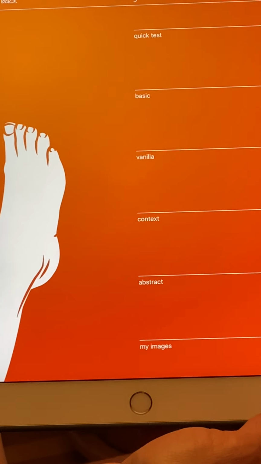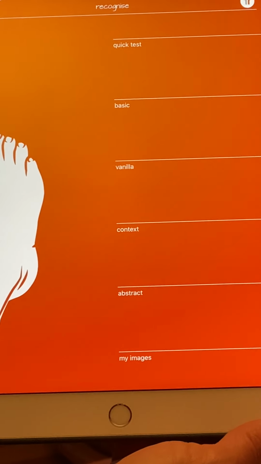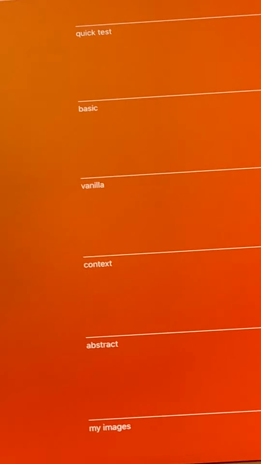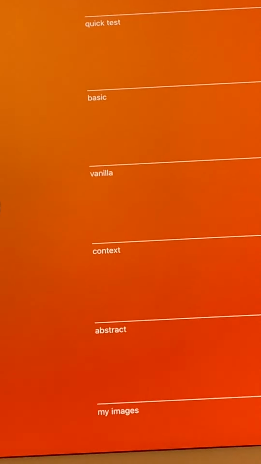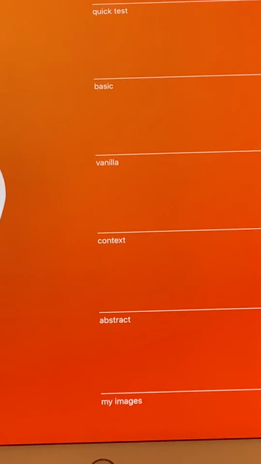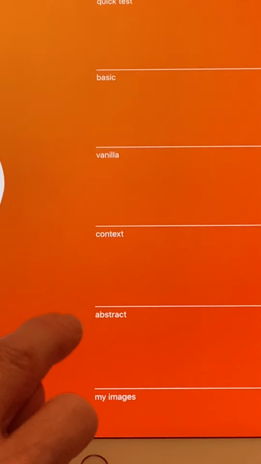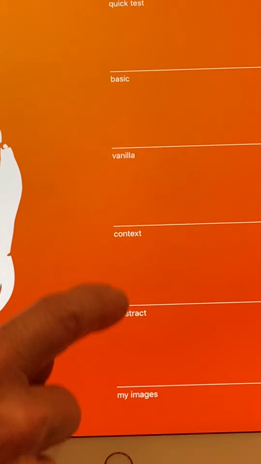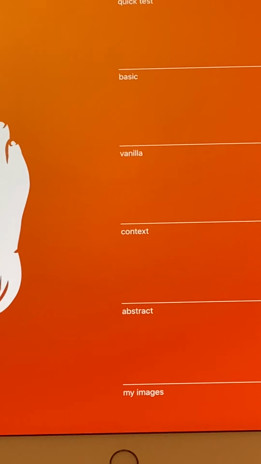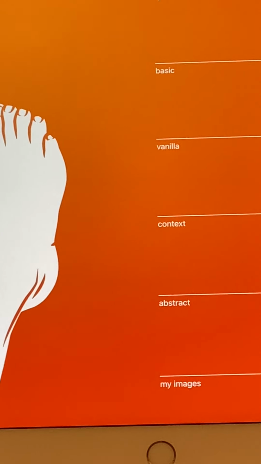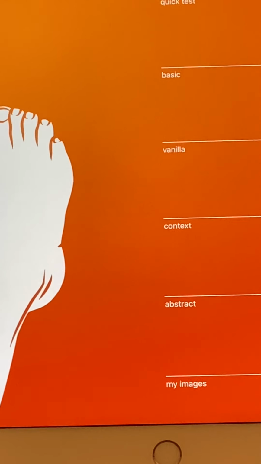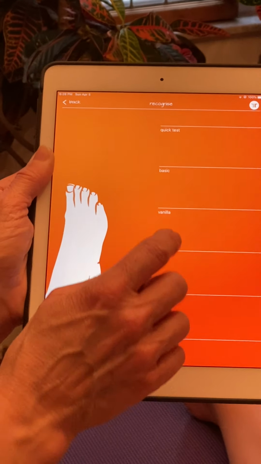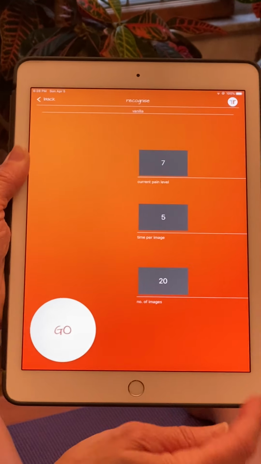There are 3 phases and 3 levels of the recognized foot that we want to go through. The first phase, which is the easiest one, is vanilla feet. Then it goes to context and then to abstract. So each one of these is progressively harder. And that's all part of the graded approach. So right now, this patient is going to do the vanilla feet.